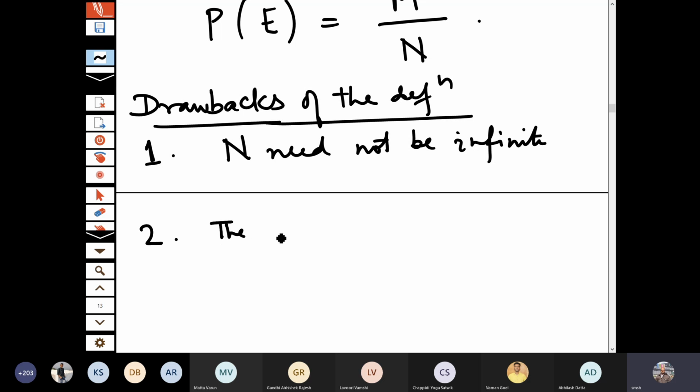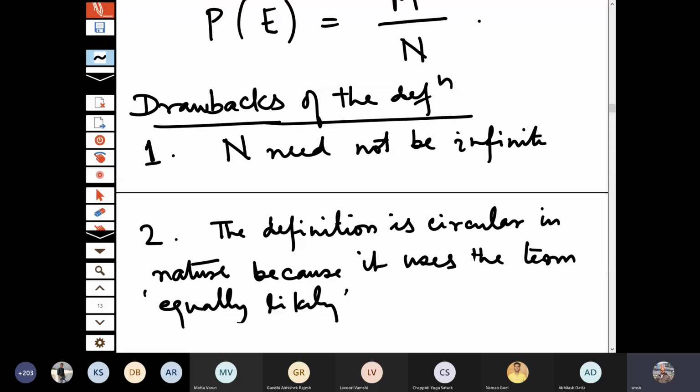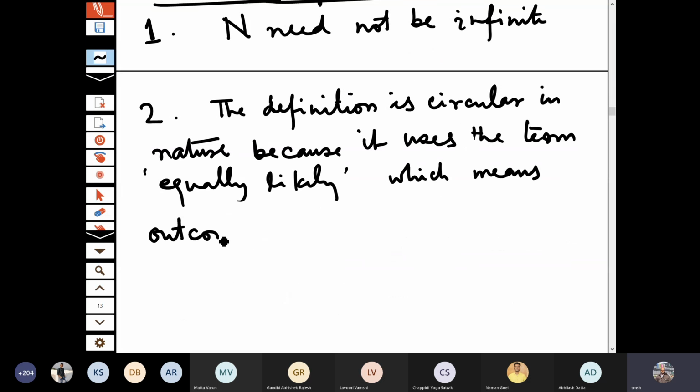Okay, the definition is circular in nature, because here we are actually defining the probability, and in the definition itself I am using the word equally likely, which means equal probability of occurrence of those outcomes. So for example, 1, 2, 3, 4, 5 and 6, they have the equal chance of coming up. That means I already know the probability. So the definition is circular in nature, because it uses the term equally likely, which means outcomes are with equal probability.